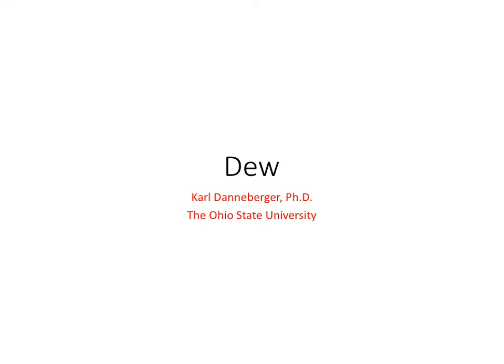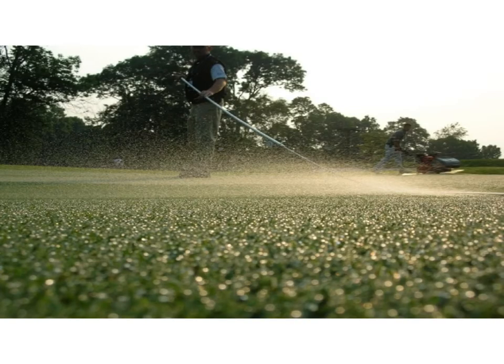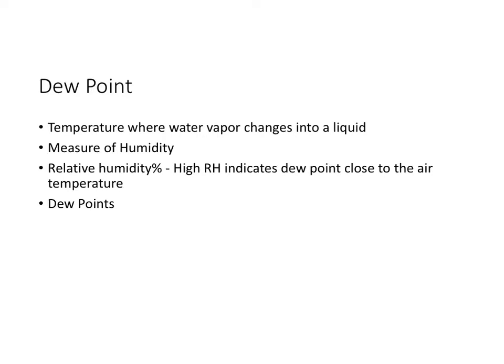This presentation is on dew, an early morning wetness that occurs on the turf. Dew is defined as the moisture that appears overnight on the turf in the absence of rain or irrigation. Dew forms when the leaf blade cools below the dew point, which is the temperature at which moisture changes from a vapor to a liquid.